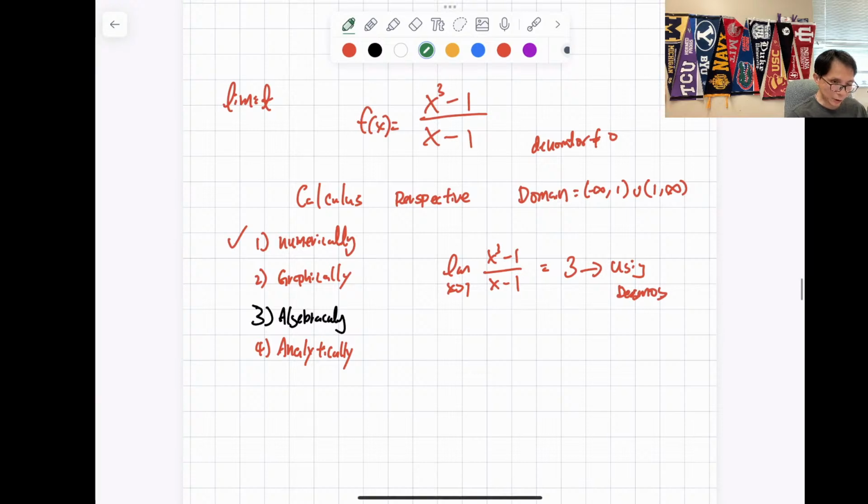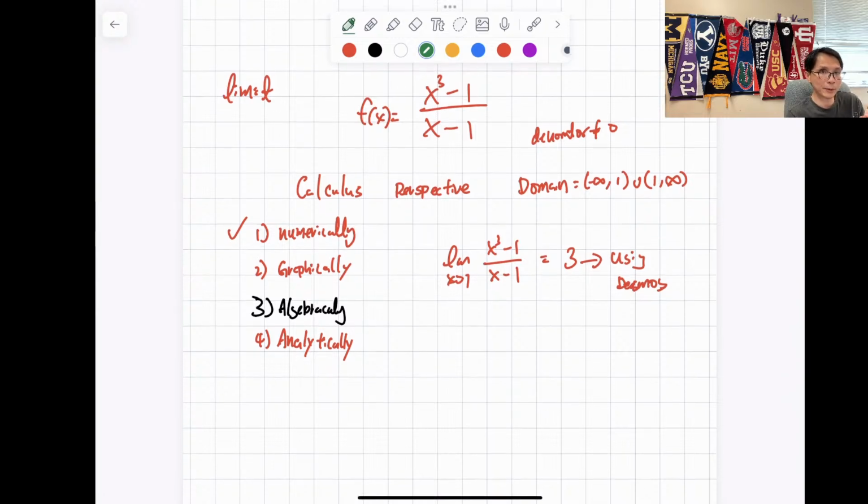And we also talk about domain. Domain's denominator cannot equal to 0. If denominator cannot equal to 0, here x cannot equal to 1. So therefore, negative infinity to 1 and 1 to infinity. And if you use decimal, use a numerical approach, you're going to get 3. Any question about this part? No? We did that last time.